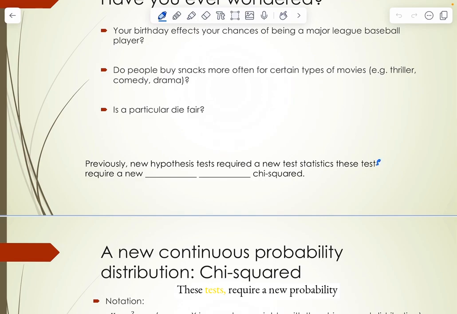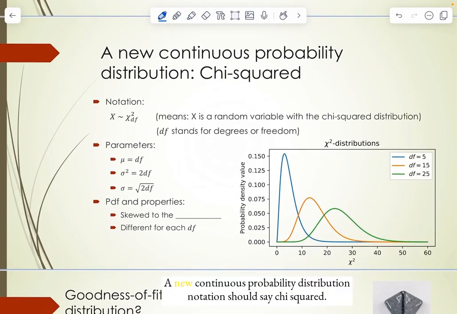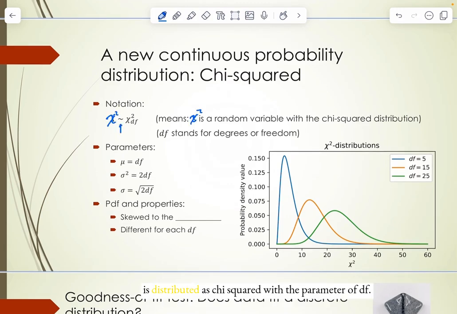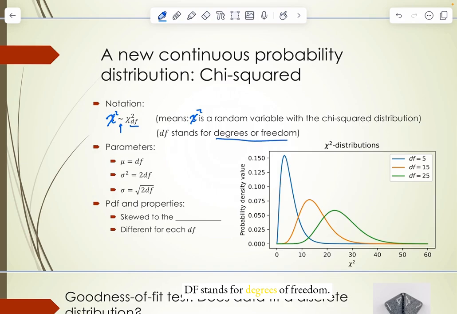These tests require a new probability distribution. This is called the chi-squared distribution. It is a new continuous probability distribution. The notation is chi-squared. It is distributed as chi-squared with the parameter of df. df stands for degrees of freedom.